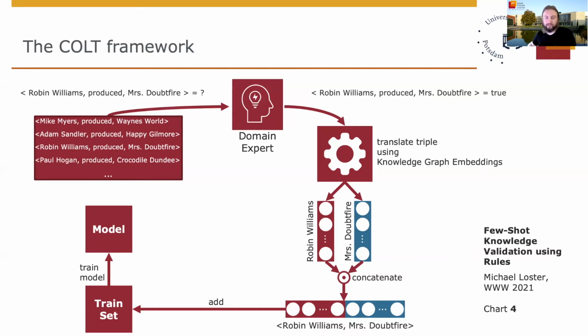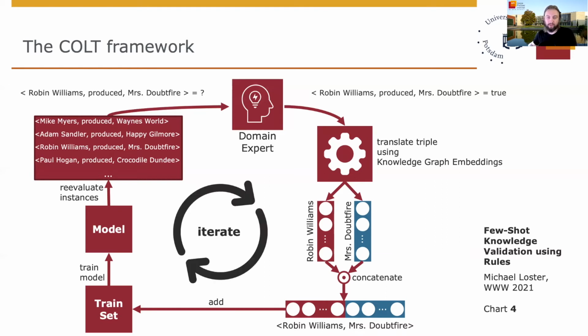Once the model is trained, it can be used to re-evaluate the confidence values of the remaining facts, which in turn can be used to select the next facts to be evaluated. This process continues until either all facts have been evaluated or a designated budget is depleted. Next, we take a look at the models that allow us to learn the truth values of a fact.